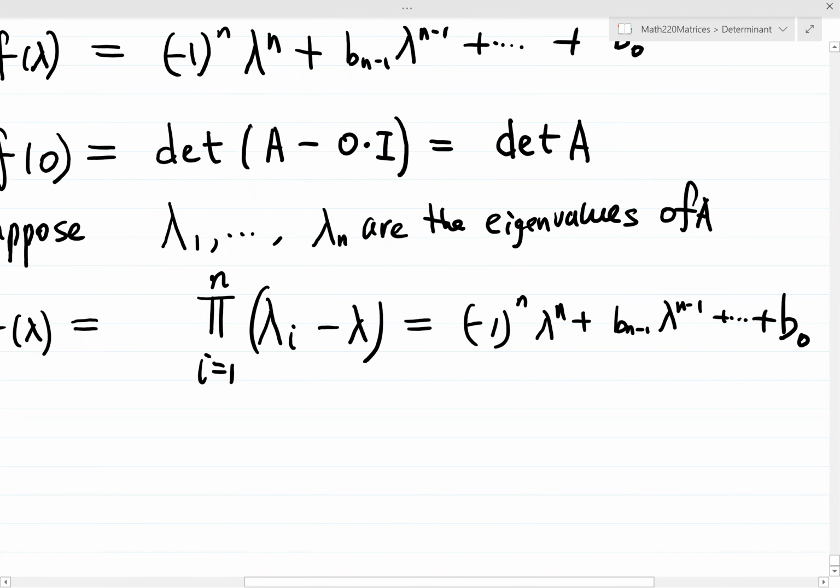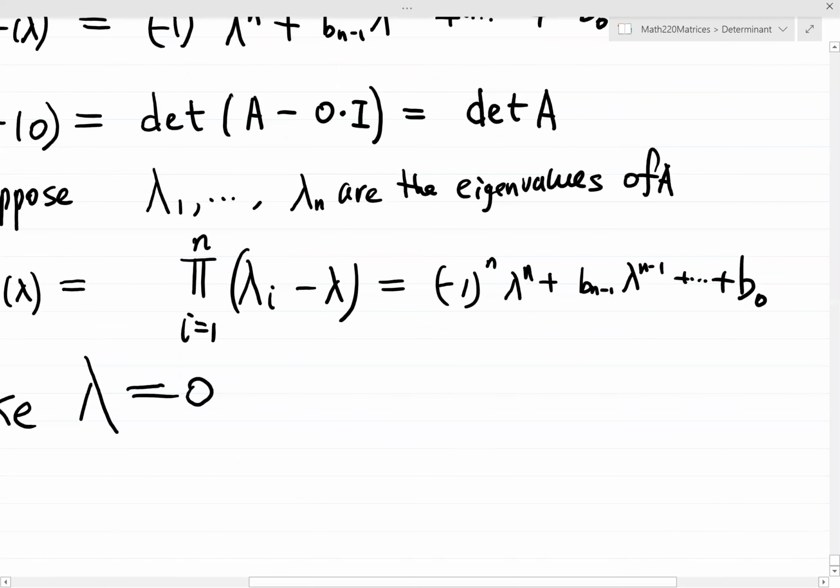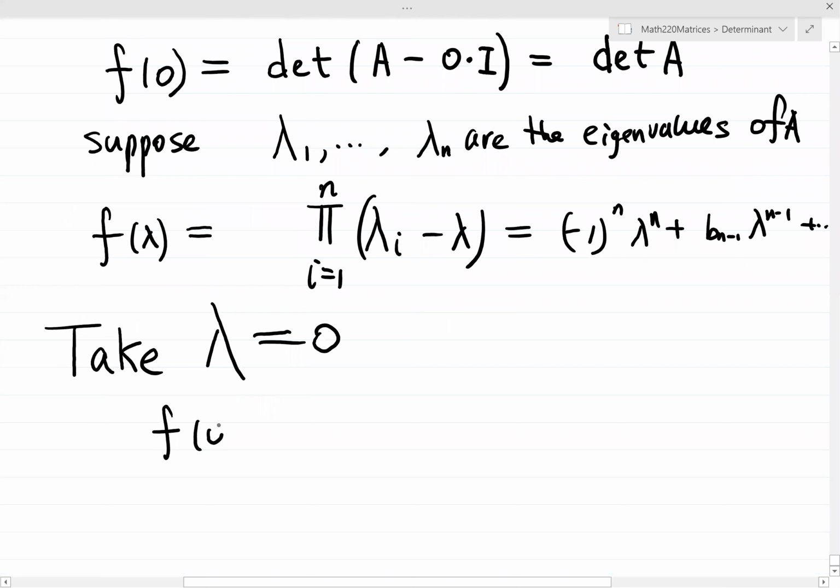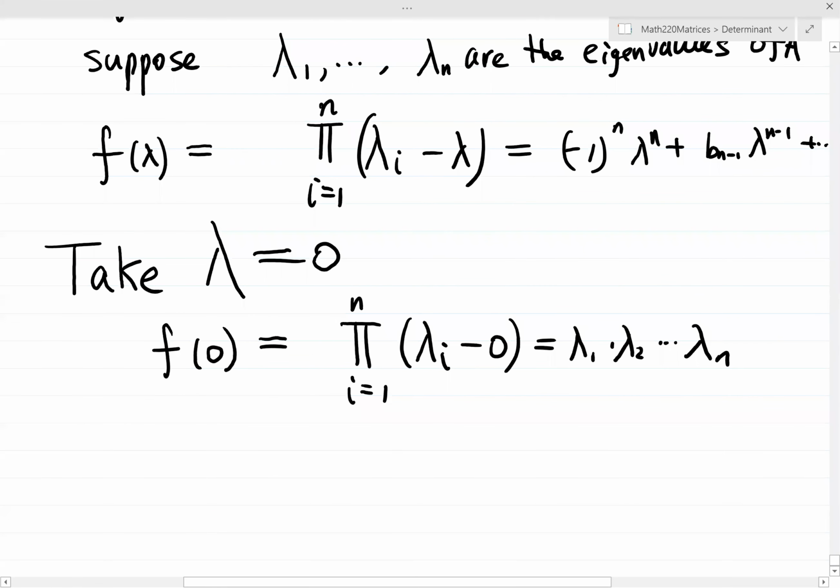On the right side, take lambda to be 0. Then you have f(0) will be the product of (lambda i minus 0), i from 1 to n. So this will be lambda 1 times lambda 2 times lambda n. So we get this property. The product of all n eigenvalues is the determinant. Remember, f(0) is the determinant of A.